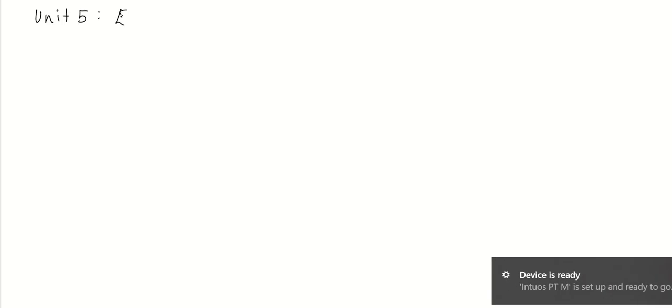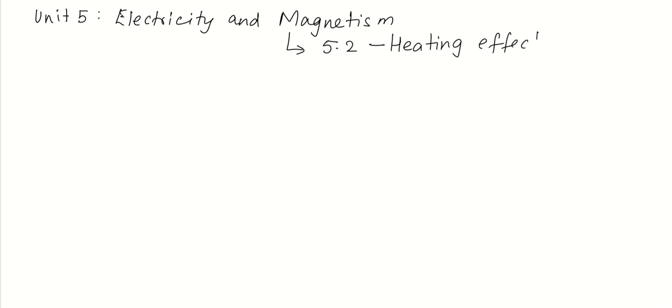Okay, everybody, so we are now talking of unit 5, which is electricity and magnetism. And in this unit we are going to understand only the 5.2 here, which will deal with the heating effect of current.